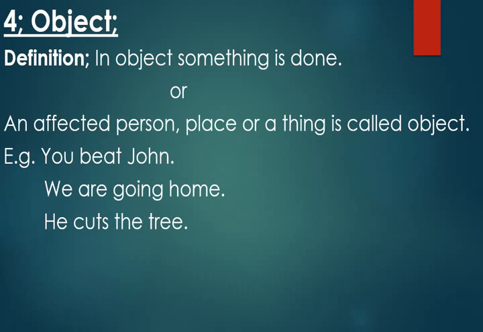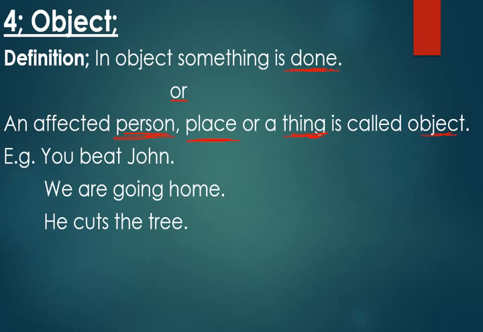Today we are going to discuss the fourth part of your predicate, that is known as object. Definition of object: in object, something is done. Or another explained definition, an affected person, place, or thing is called object.